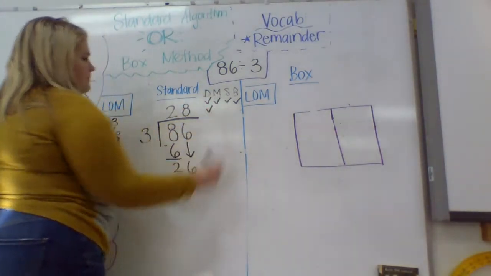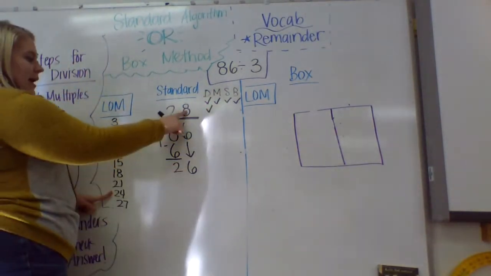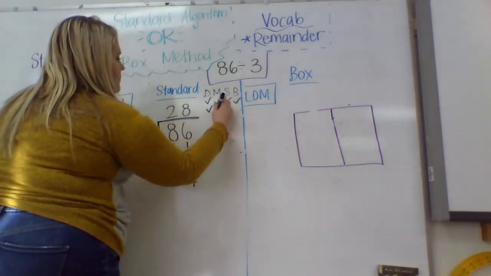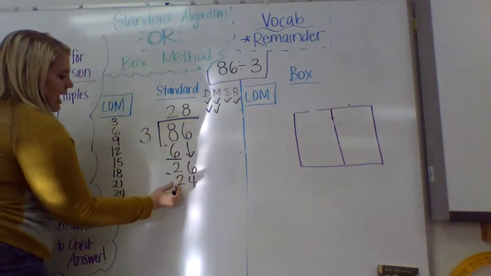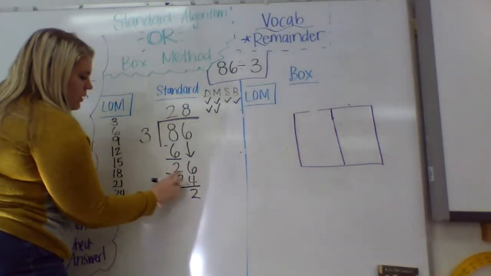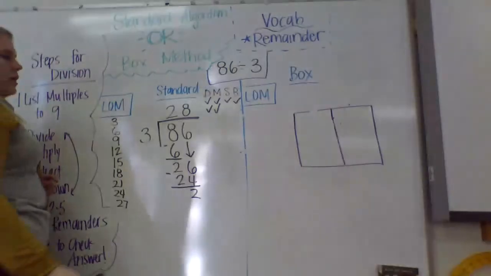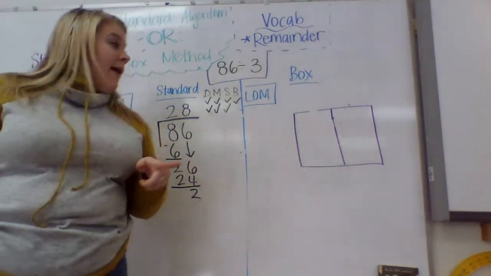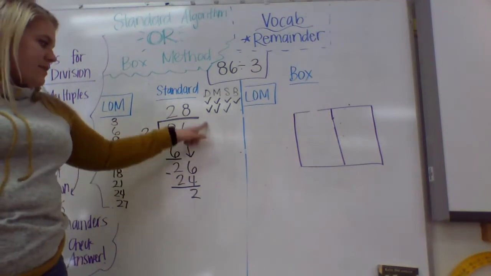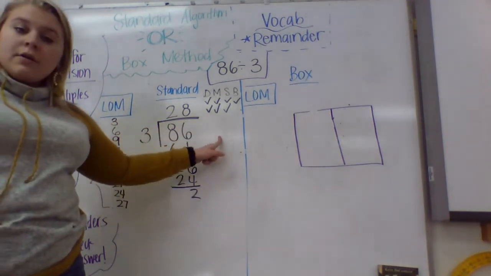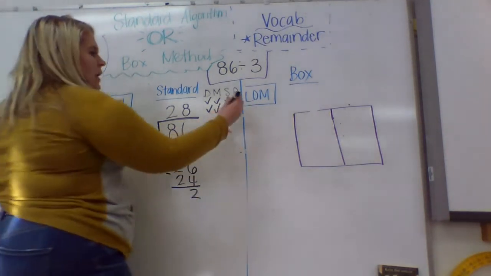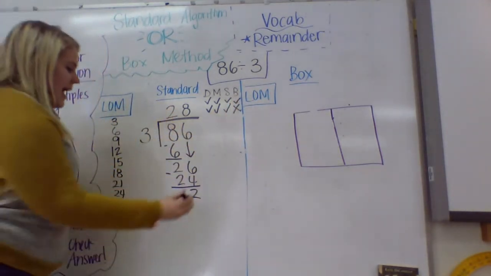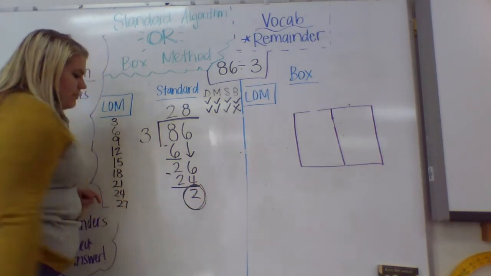So I've divided. Now I'm going to multiply. 8 times 3 is 24. Now I subtract. 6 minus 4 is 2. 2 minus 2 is 0. I've multiplied. Here's where it gets a little tricky. Do I have anything left to bring down? Do I have any numbers over here? I don't. So I don't have anything to bring down, but I need to look for my remainder.